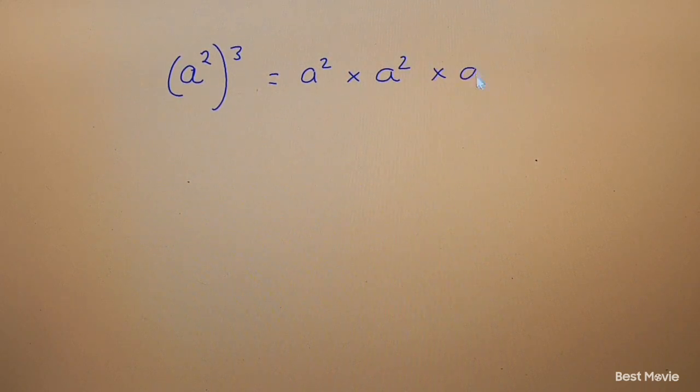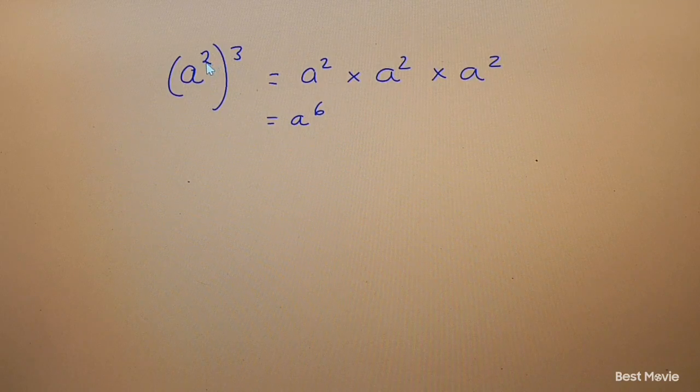Another example would be indices with brackets. So a squared to the power of 3. This means you are multiplying a squared by itself 3 times. So back again to the multiplication rule. When we're multiplying and the base number is the same, you add the powers. So 2 add 2 is 4, add 2 is 6. So this is a to the power of 6.